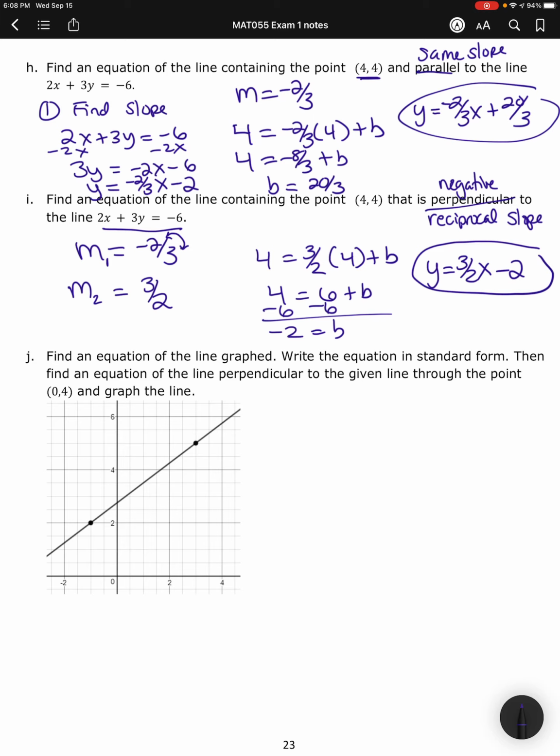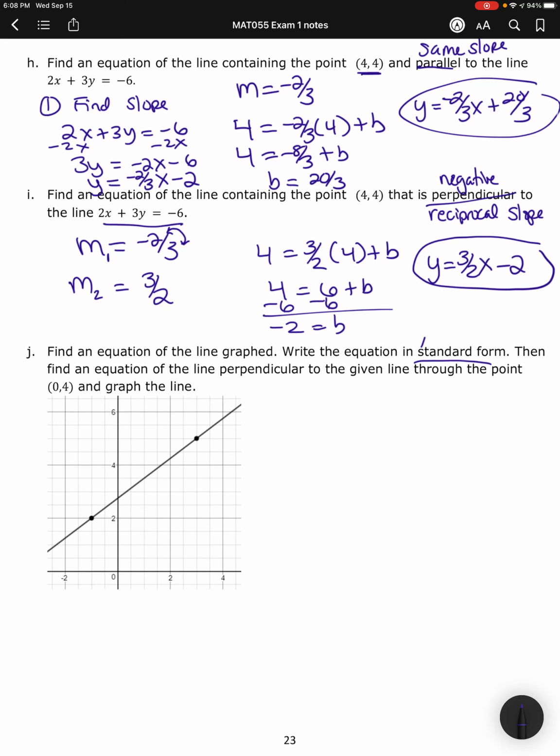Find an equation of the line graphed and then write it in standard form. Okay, so that's the form, that's the ax plus by equals c. And then we want to find an equation perpendicular to it and graph that.